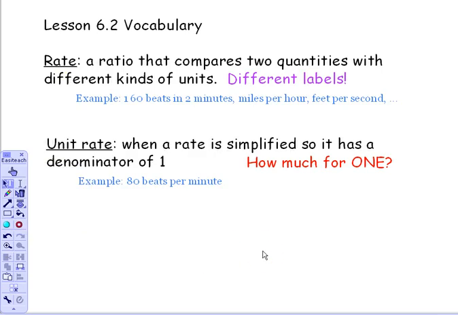This first page deals with vocab. Again, pause, copy down the vocabulary, and then listen to the explanation.